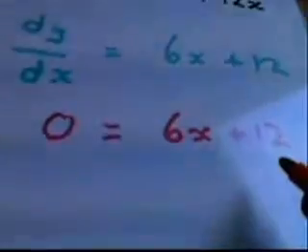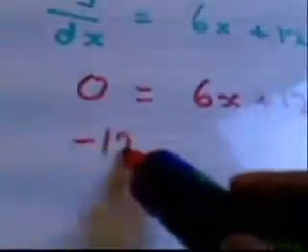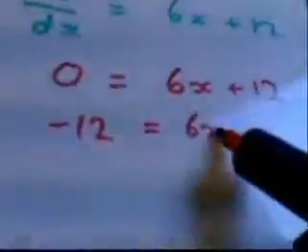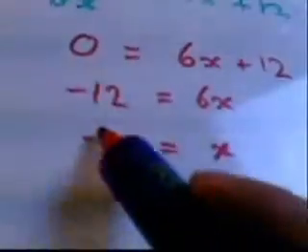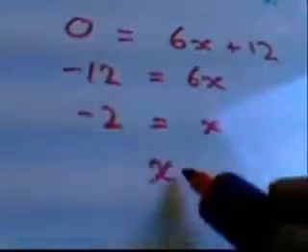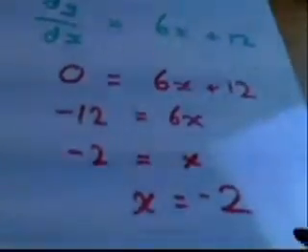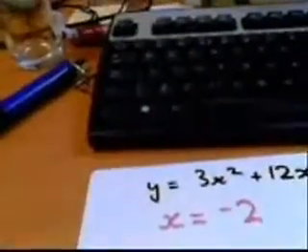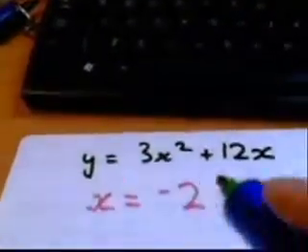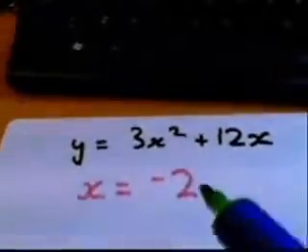At that point we're just solving an equation. Luckily this one's a linear equation, so we've got negative 12 equals 6x. So x equals negative 12 divided by 6, which is negative 2. So x is negative 2. That will be either a maximum or minimum point. Now at the moment we don't know which it is.